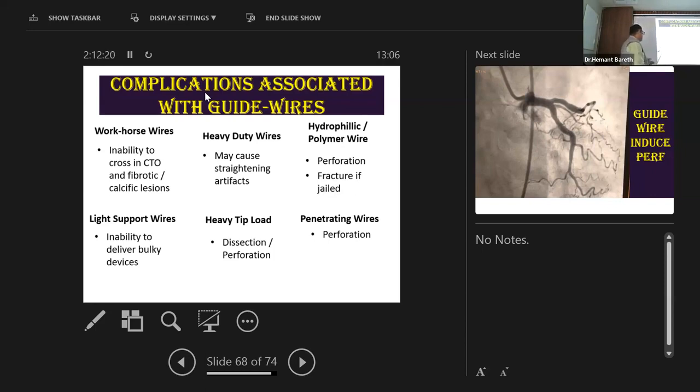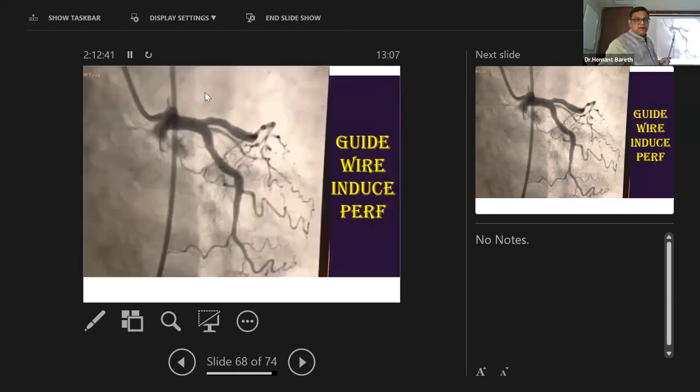With light support wire, the main problem will be inability to deliver bulky devices. Heavy tip load wire, because the tip is heavy, can cross through the vessel wall and cause dissection or perforation. And penetrating or tapering tip wires, again the same problem, you can have perforation. So these are some of the complications, and I would like to show you some of them.